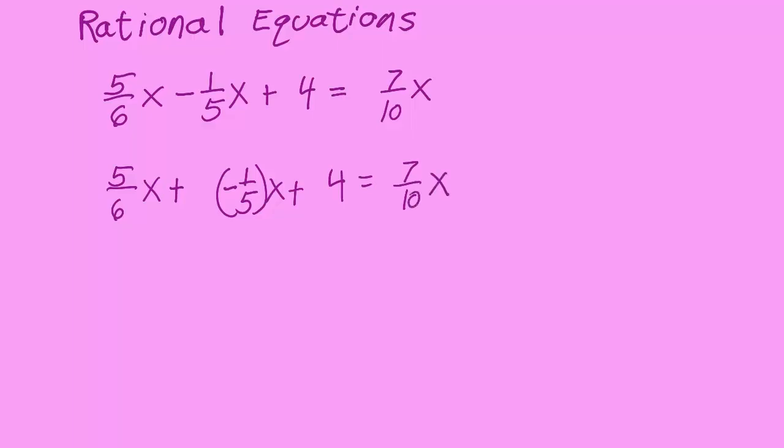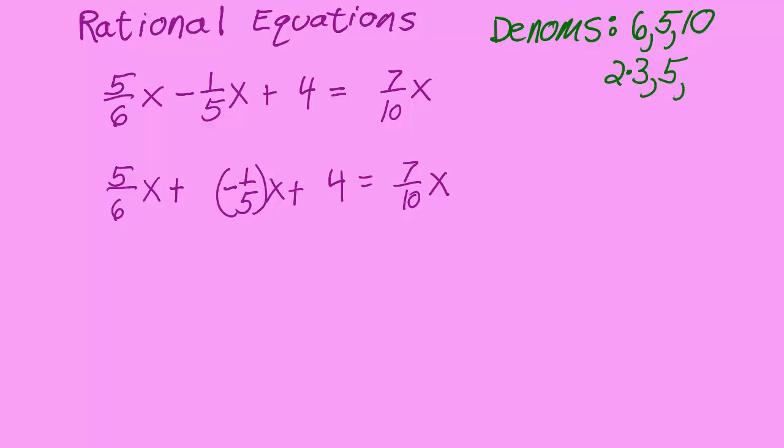Now let's consider the three denominators. I'm going to write them down, and then I'm going to factor them into their prime factors. Six equals 2 times 3. 5 is a prime, so it just equals 5. And 10 equals 2 times 5. Look at this. All three denominators are really composed of either 2's or 3's or 5's in different combinations.